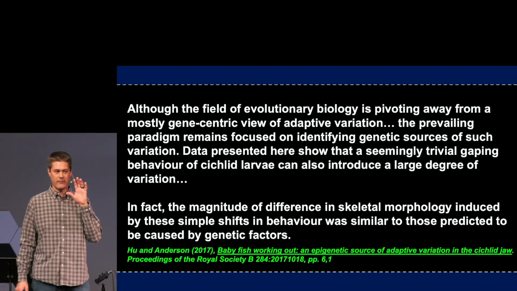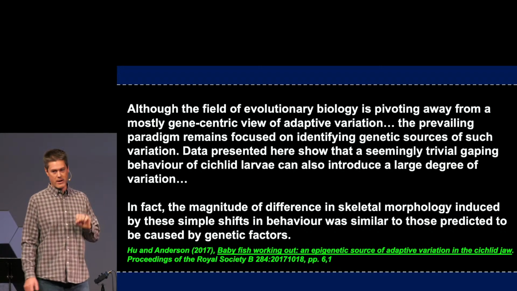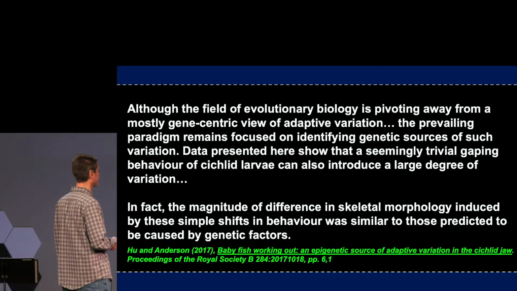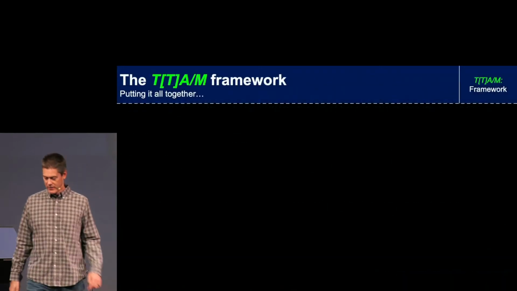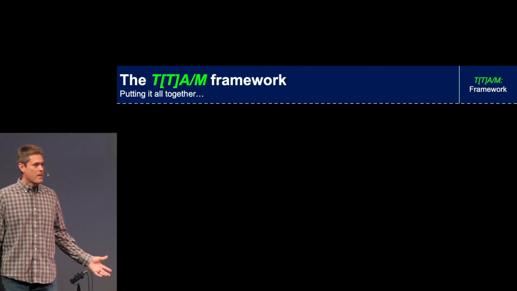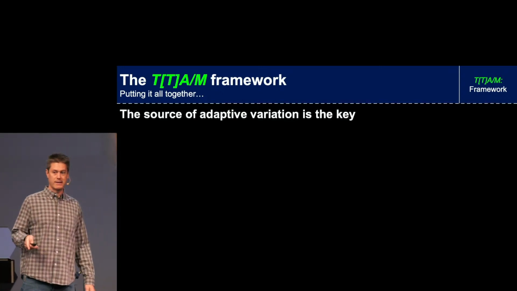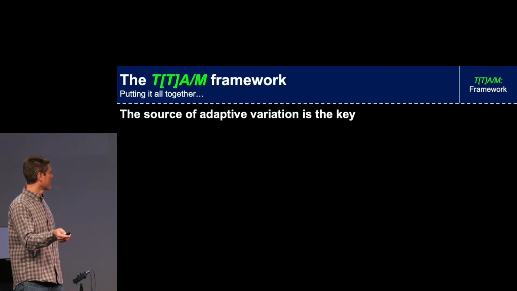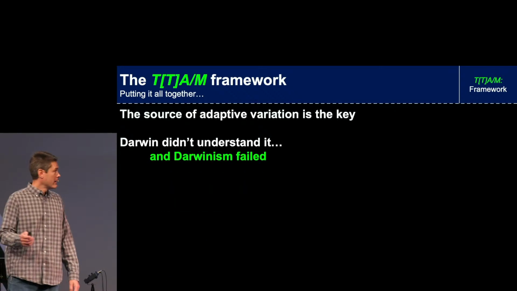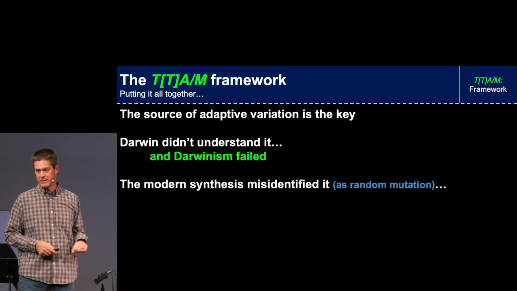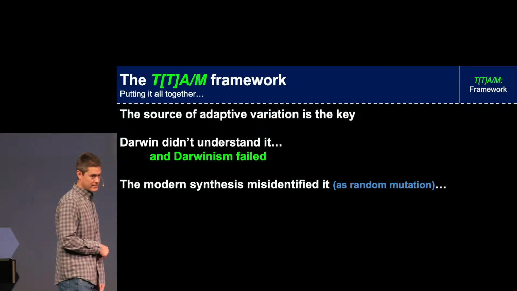They're saying the behavior has just as much to do with the shape of the jaw as genes. That's interesting. So, let's put all this together. I've gone through a lot of examples. I've given you a framework. Let's put it together. First of all, the source of the adaptive variation is key. Remember, Darwin didn't understand it, and Darwinism failed. Now, in neo-Darwinism, the modern synthesis, it's been misidentified as random mutation, and neo-Darwinism is in crisis.